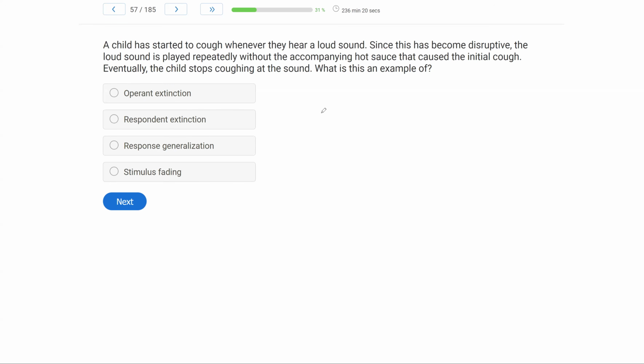All right, interesting question here. And you should identify this as a respondent behavior question because we're talking about coughing, which is a reflex. And so we know that the loud sound is evoking the coughing. And how did that loud sound come to be paired with a stimulus? Well, that loud sound, previously neutral, paired with hot sauce. And so we had this hot sauce, which paired with the loud sound, which is now evoking this conditioned reflex of cough.